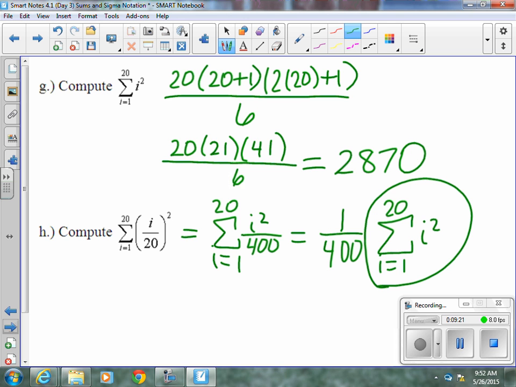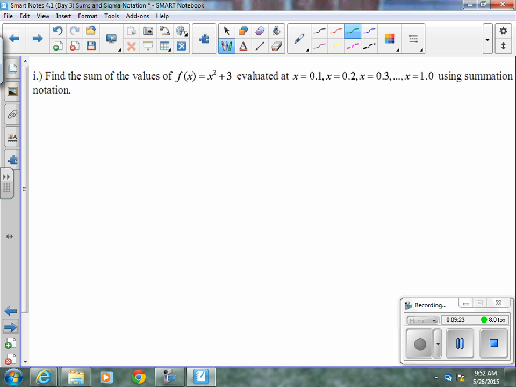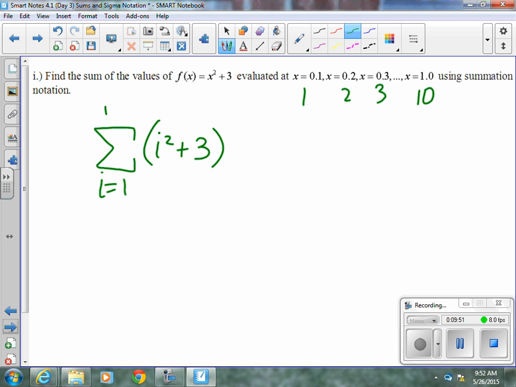These last two are a bit tricky. I'm going to do the first one with you. Let you give the second one a try. So, the first one says, find the sum of the values f of x equals x squared plus 3, evaluated at 0.1, 0.2, 0.3, all the way up to 1. So, we're doing summation notation of i squared plus 3. And if you notice, this is your first term, your second term, your third term, all the way up to your 10th. So we're going from i equals 1 to 10.